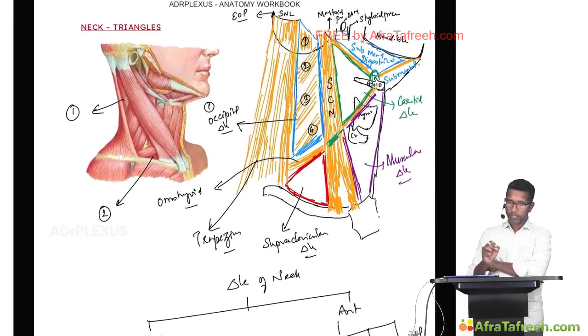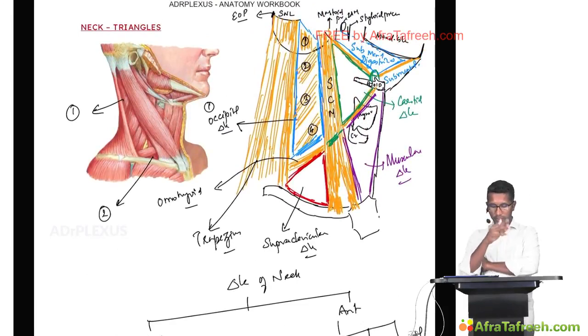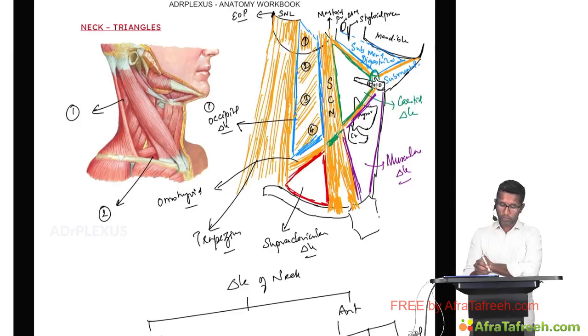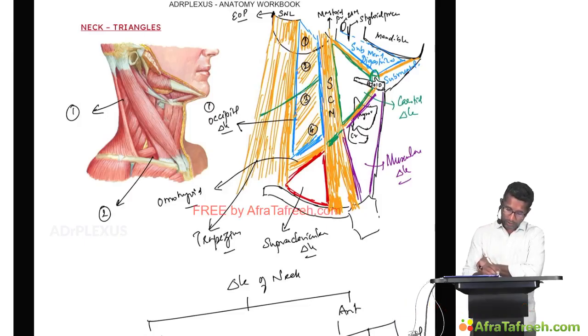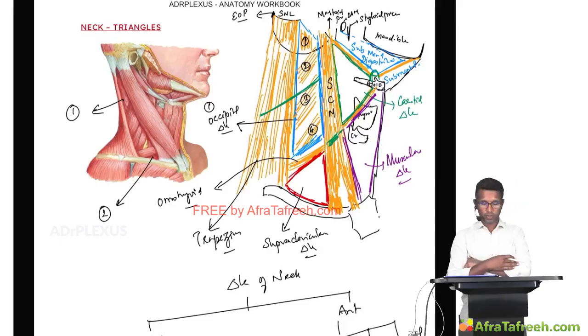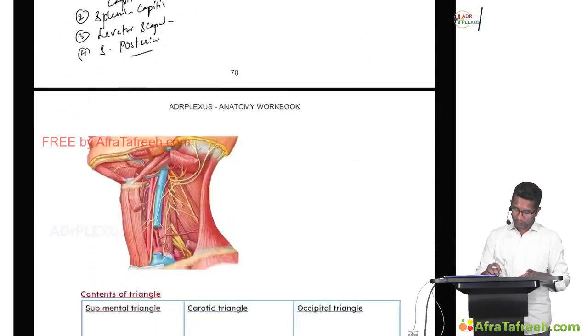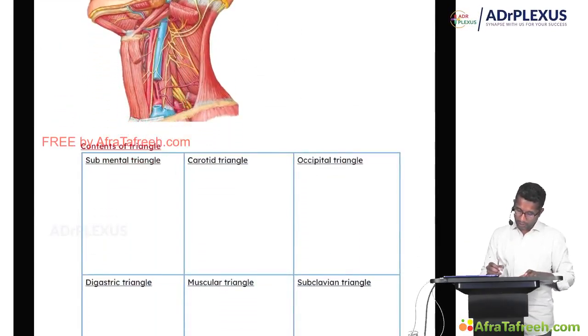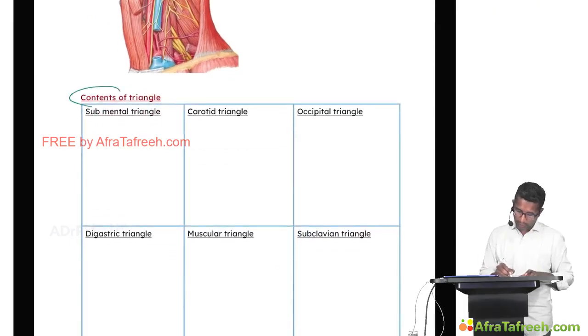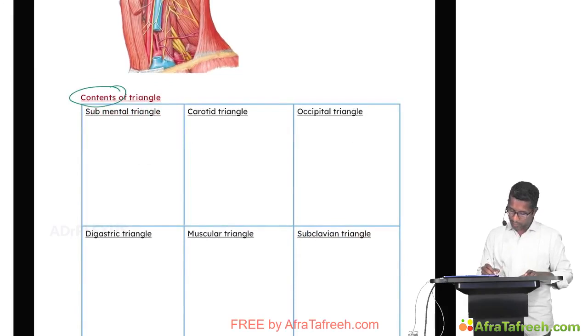And one important structure. There are a lot of structures seen in the roof, like the cutaneous nerves. One important structure runs from the anterior to the posterior aspect. This is an important nerve which is the content of this triangle, called the spinal accessory nerve. So in the occipital triangle, the main content is the spinal accessory nerve.